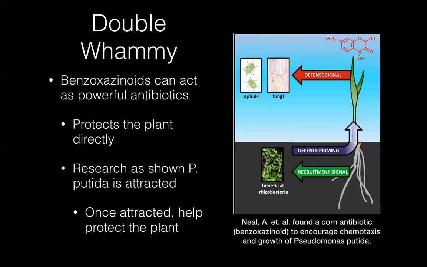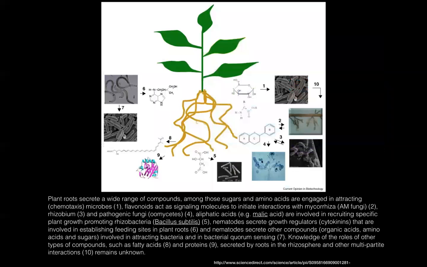Knowing that the plant is under attack by aphids and fungi, the health of the plant is going to go down. It's going to need more defense. It's going to be more susceptible oftentimes to a fungal pathogen as well. So as those Pseudomonas putida are attracted in, it's helping protect the top parts of the plant as well as the root of the plant at the same time.